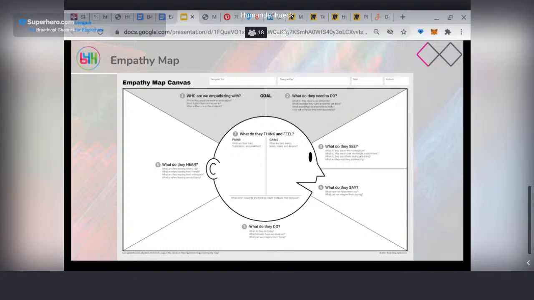Again, we are in the divergent phase. We are in a phase in which we're producing as much information as possible. Even if we think that this won't be useful for our design process, no, that's a lie. Everything will be useful, even if you discard it later. So this is something that is really advised to do when you are starting to design something for someone. Put yourself in the shoes of that someone, and this is a very good tool for that.